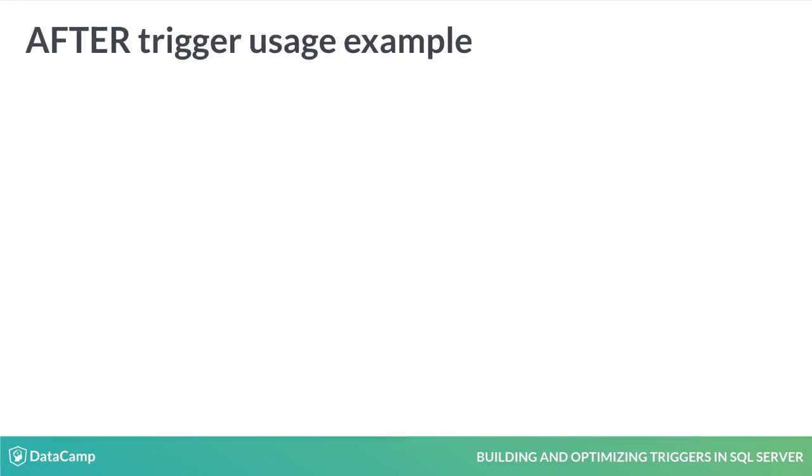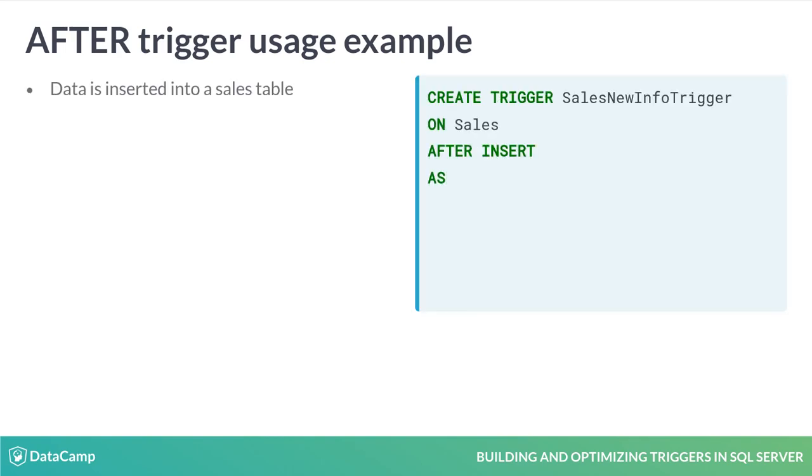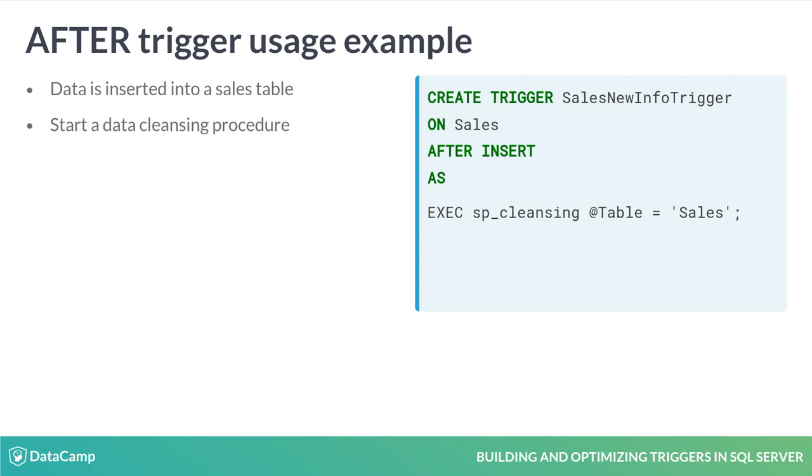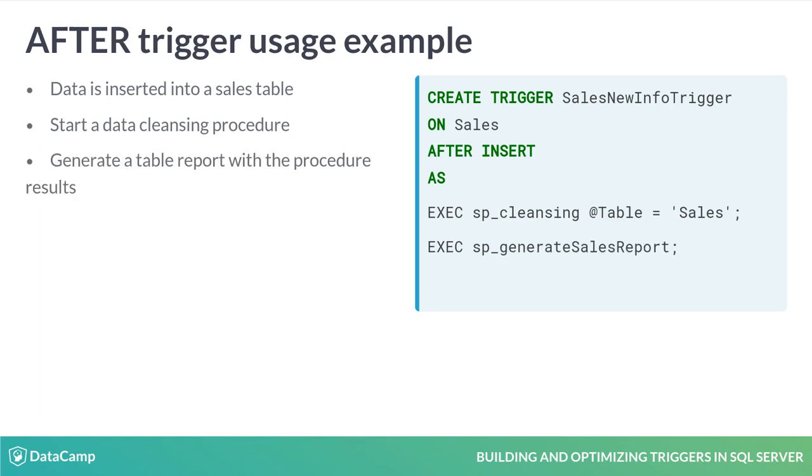One example of using an after trigger is for a large insert of data into a sales table. Once that data gets inserted, a cleansing step should run to remove or repair any unwanted information. The cleansing step will be started by the trigger. When the cleansing step finishes, a report with the results will be generated. This report should be analyzed by a database administrator, so the trigger will then send an email to the responsible people. This is all part of the trigger definition.